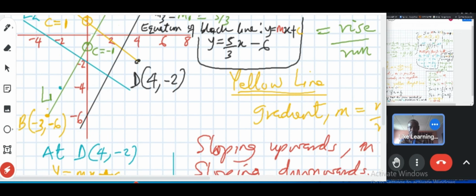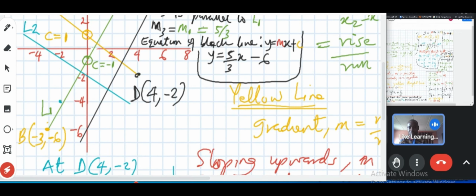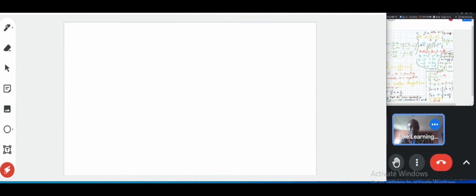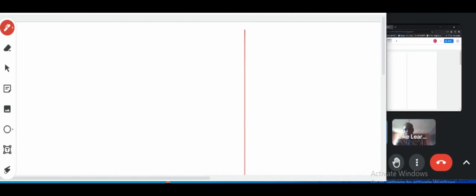Beautiful. So we can use that to find the equation of this blue line. We know its intercept. What's its intercept? Minus 2. I don't think we have enough space here, so we'll go to the next page and solve it. Okay.